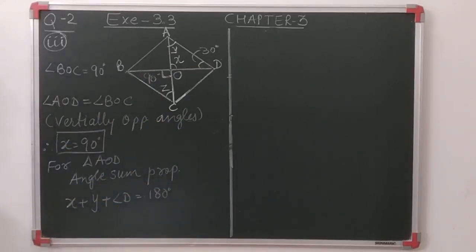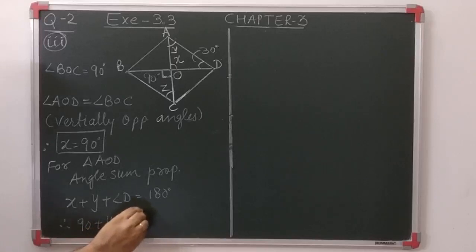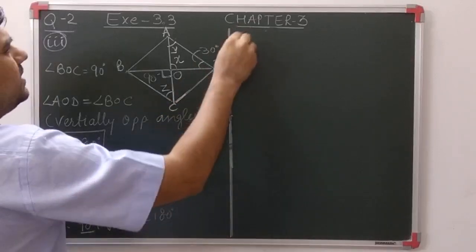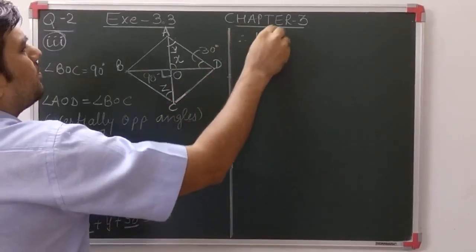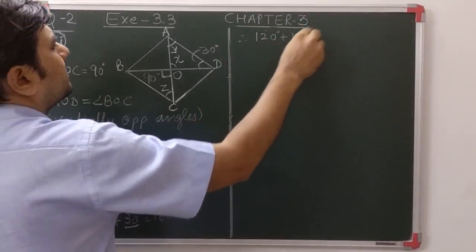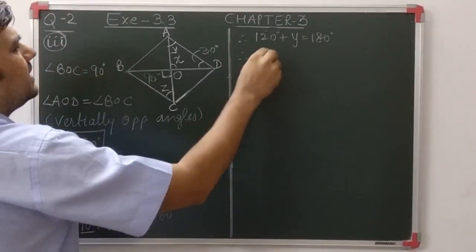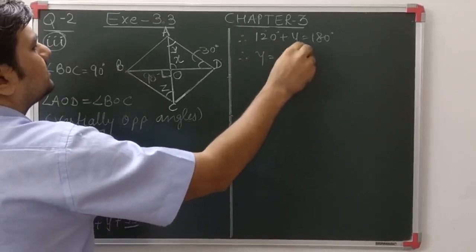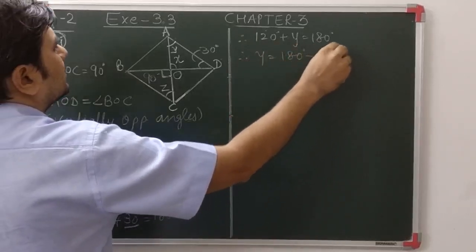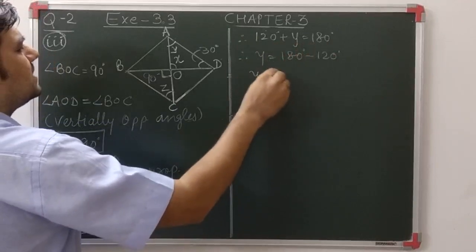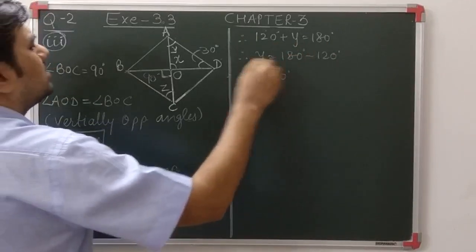So let us substitute the value of X, we have 90, Y we have to find out, and angle D which is given 30 degree. We'll do the sum of these two. 90 plus 30, that is 120, plus Y is equals to 180. To find out Y, I'll take this 120 to the right hand side. It must be in the subtraction form. So Y is equals to 60 degree. Now we obtain Y also.